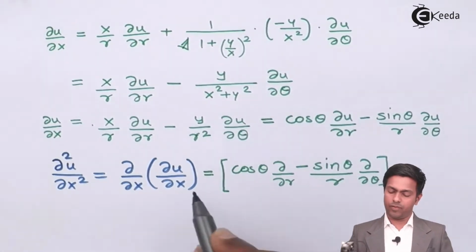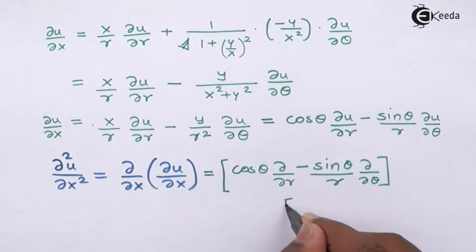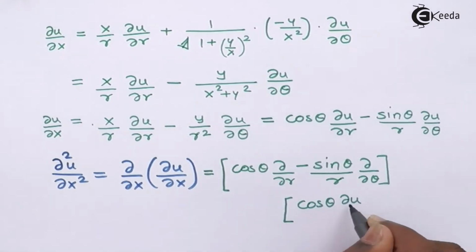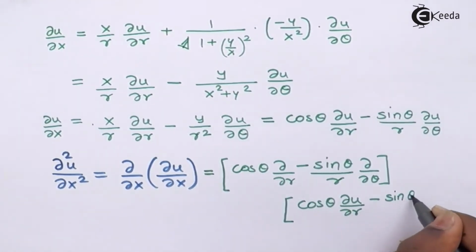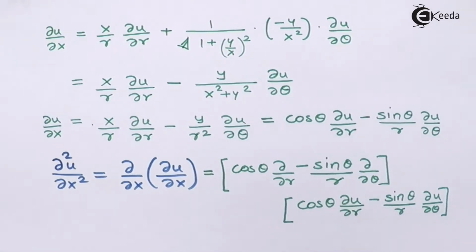Now we'll write down the value for ∂u/∂x, which is the same value. So here I'll say it is cos theta. Now we'll multiply these two brackets to get the answer of ∂²u/∂x².